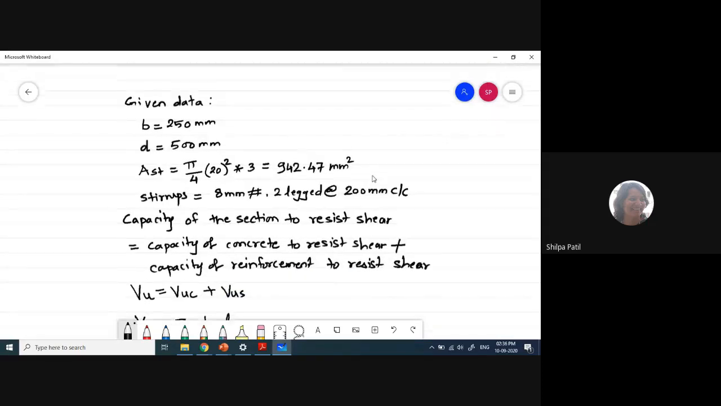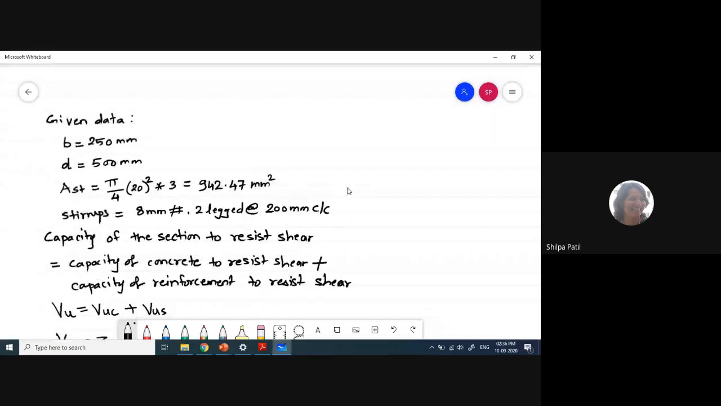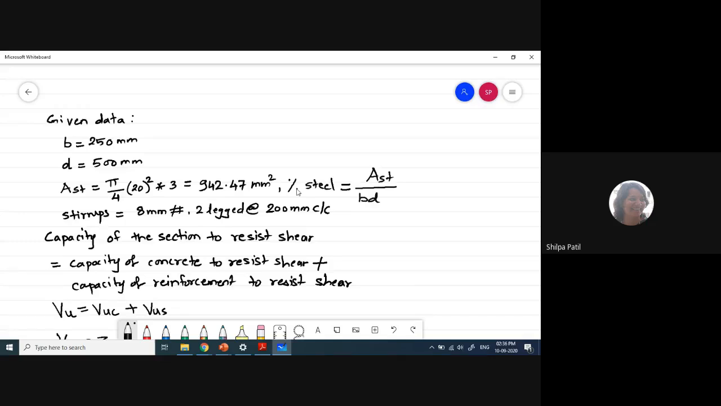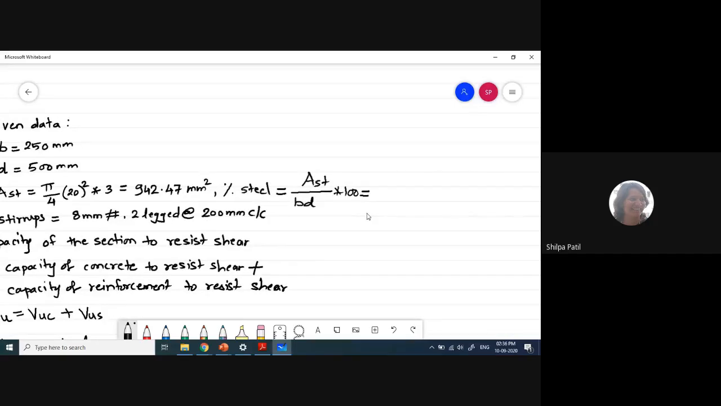So I will do the calculation here only, percentage steel, because AST is known to us. So I will quickly write down percentage steel as AST upon BD into 100. So quickly tell me the value. 0.75. 0.75. Okay.